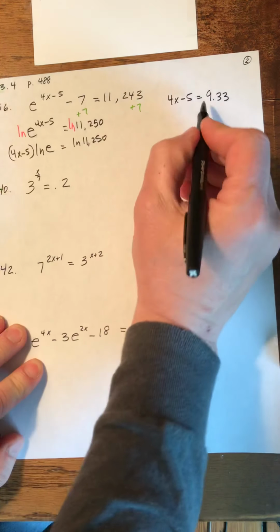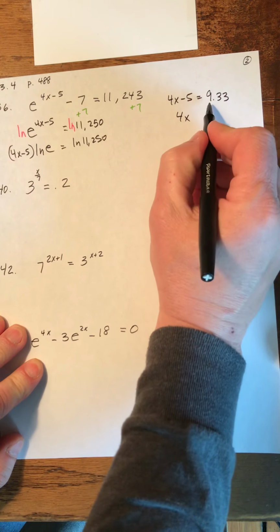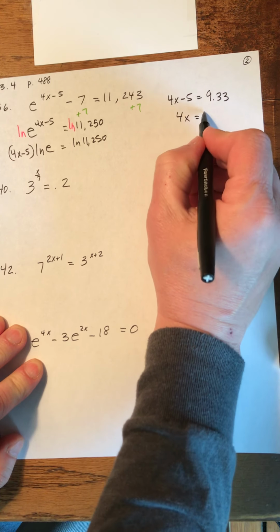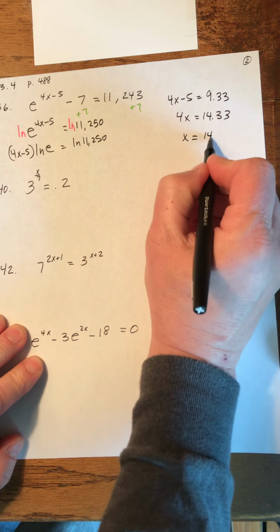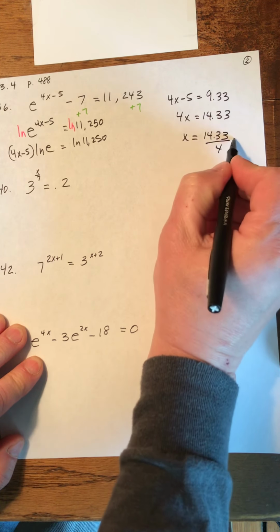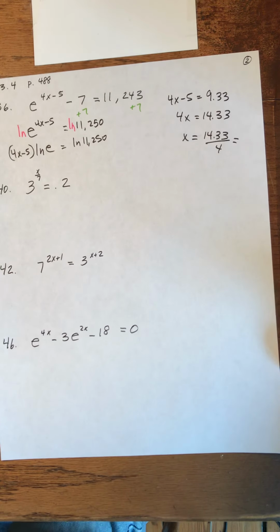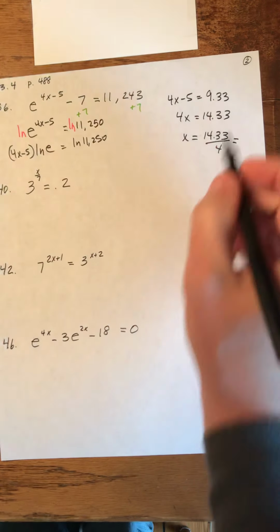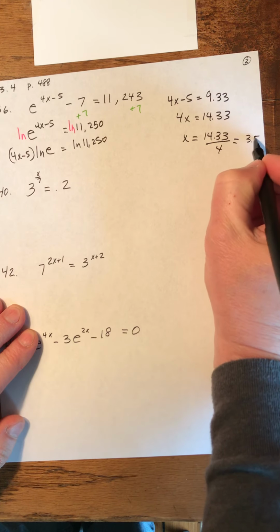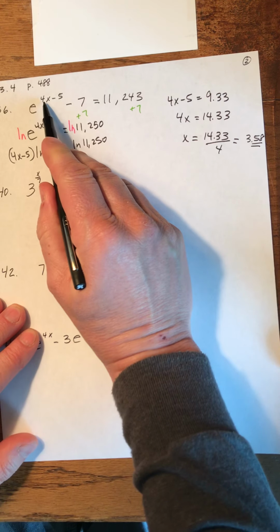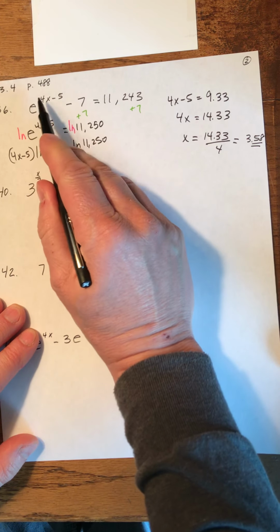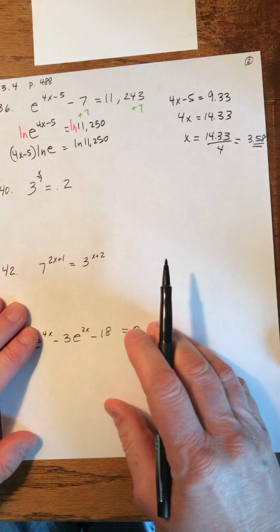Now this is an easy problem. I add a 5 to both sides. 5 and 9 is what? 14. So it's a 14.33. And then I'm going to divide both sides by 4. Let's see what we get. That 14.33, so I'm adding a 5, 14.33 divided by 4 is a 3.58. What does that mean? If we put 3.58 in for x over here, got that number, e to that number minus 7 should come out to be that.